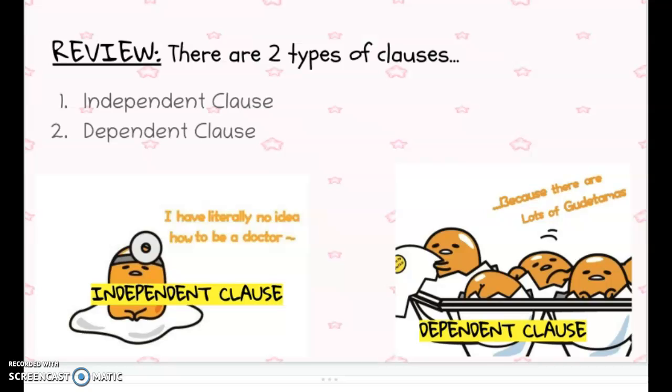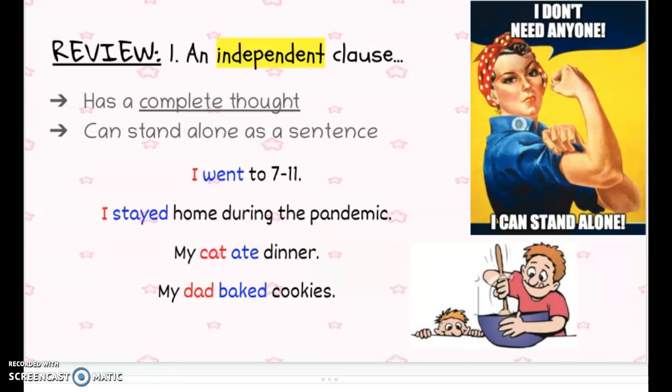So remember that independent clauses can stand alone. In other words, it's a complete thought, a complete sentence. For example, I went to 7-Eleven. I stayed home during the pandemic. My cat ate dinner. My dad baked cookies. Each of these sentences, each of these clauses have a complete thought.